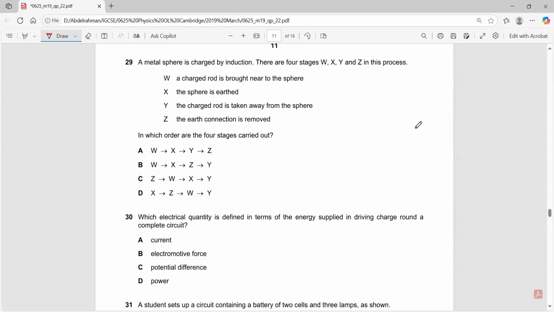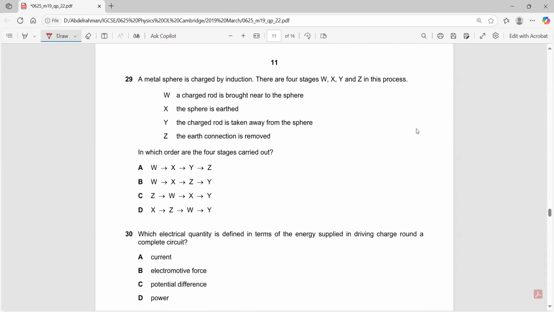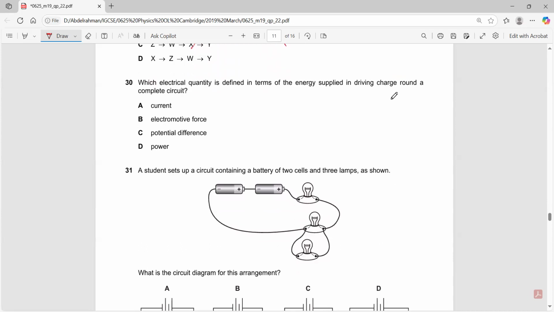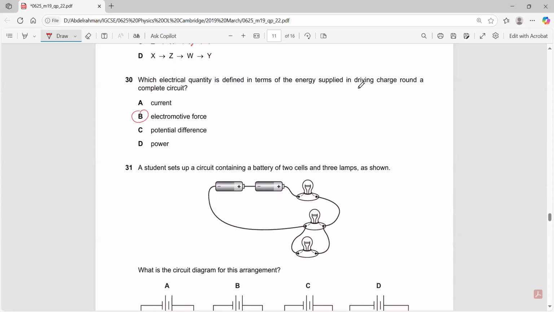A metal sphere is charged by induction. This question is wrong. It's not wrong. I'm sorry, it has been removed. Which electrical quantity is defined in terms of energy supplied in driving charge around a complete circuit? The voltage or the electromotive force?